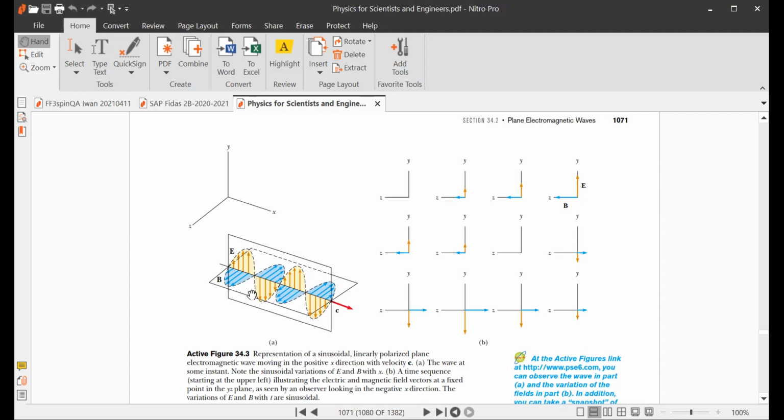Because we have only one direction of oscillation, which is in the y direction, for example, in E, while in B, in the z direction. So the direction of the oscillation is fixed. They cannot change. They are fixed through time. Okay.